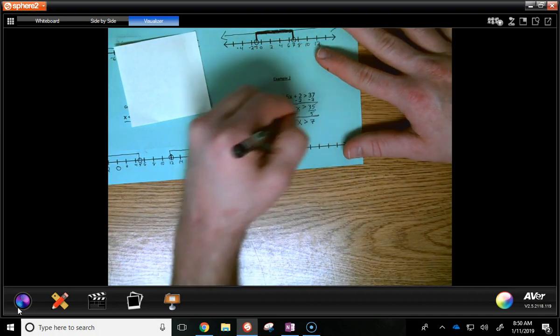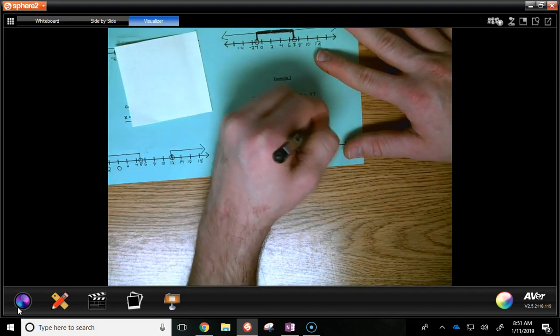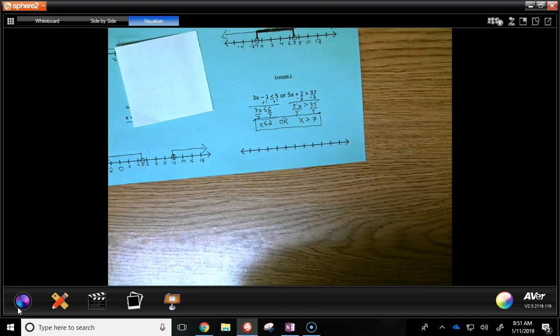So, on today's assignment, it's going to give you questions like this, and it's going to say simplify. That is my first answer. I first have to simplify my equation down. So I don't say 3x minus 1 is less than or equal to 5, or 5x plus 2 is greater than 37. I do my work, and I'll say my answer is x is less than or equal to 2, or x is greater than 7.